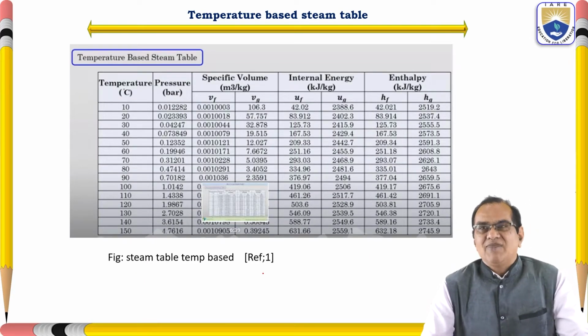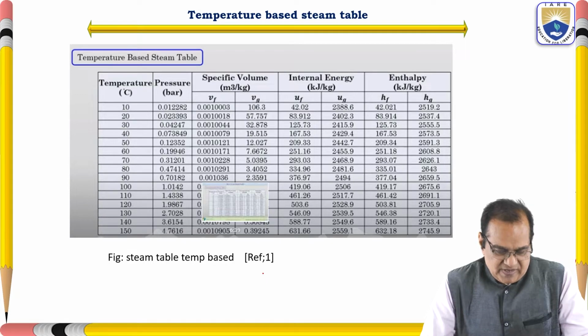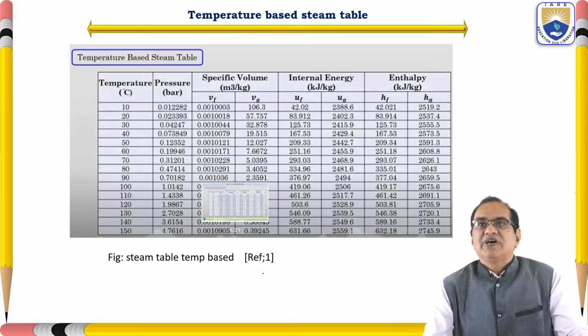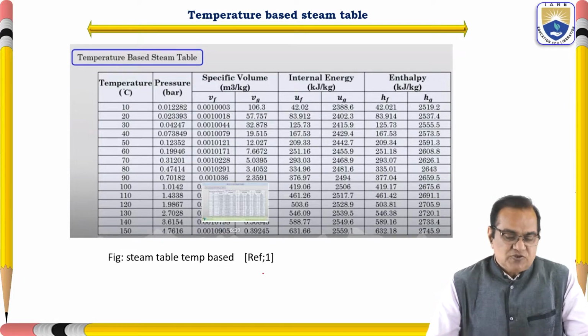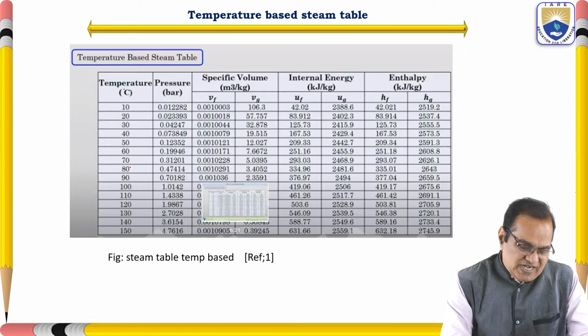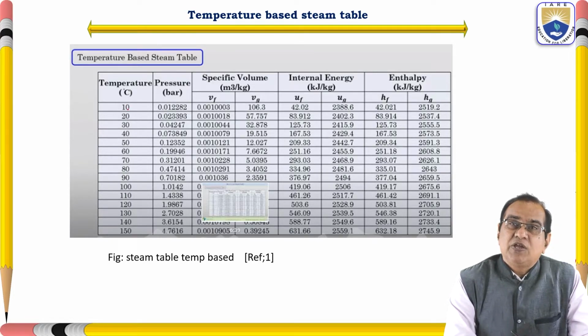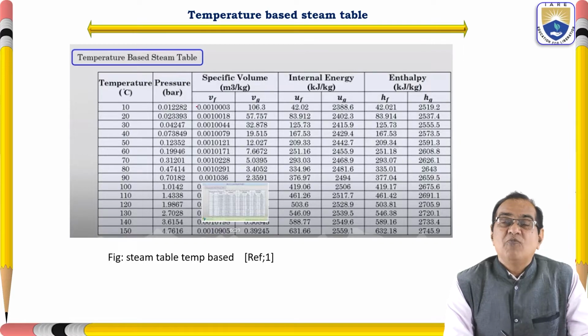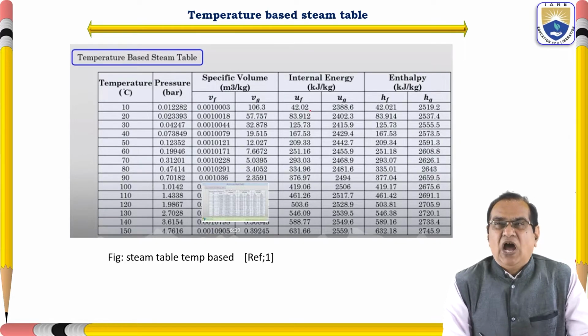So now I will go for the further description of the steam table, because we all should understand how to read the steam table. This steam table is the temperature based steam table. So here are 10, 20, 30, 40. If you want to find out the properties at 15 degrees centigrade or 25, it is not given, so you have to interpolate.